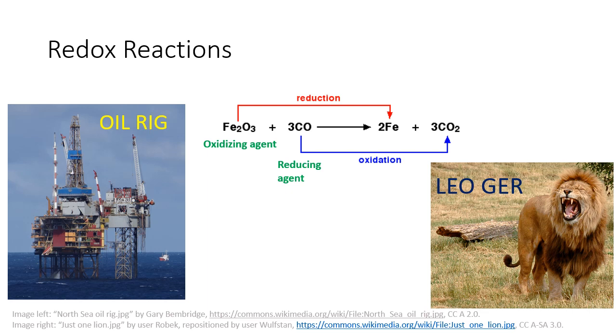There are two main mnemonics that people use to memorize what's going on here: OIL RIG and LEO goes GER. Use whichever one works best for you. So OIL RIG: oxidation is loss of electrons, reduction is gain of electrons. LEO goes GER: loss of electrons is oxidation, gain of electrons is reduction. And I don't care which one you use so long as you use the thing that works for you.